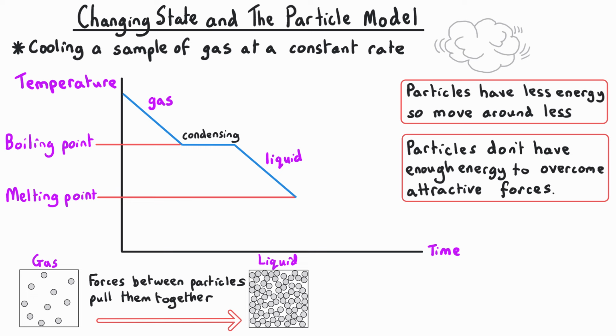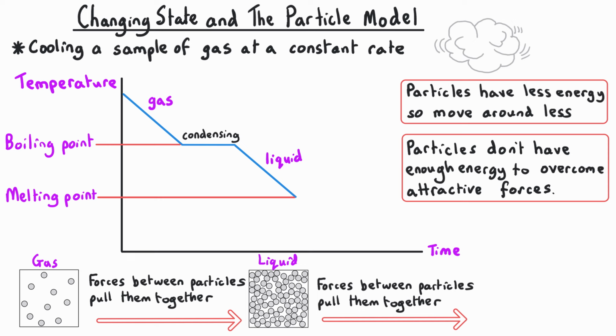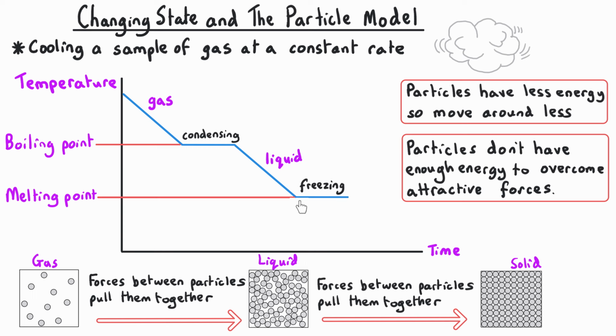And eventually, the forces between the particles will pull them together even further, and the liquid will turn into a solid. And this will happen at this substance's melting point, and during this process of changing state, no temperature change will occur because of these forces forming between the particles. And now the particles will be held together firmly in a fixed position, so that they can only vibrate, and the substance has become a solid. And then this solid would continue to cool until it reached room temperature.